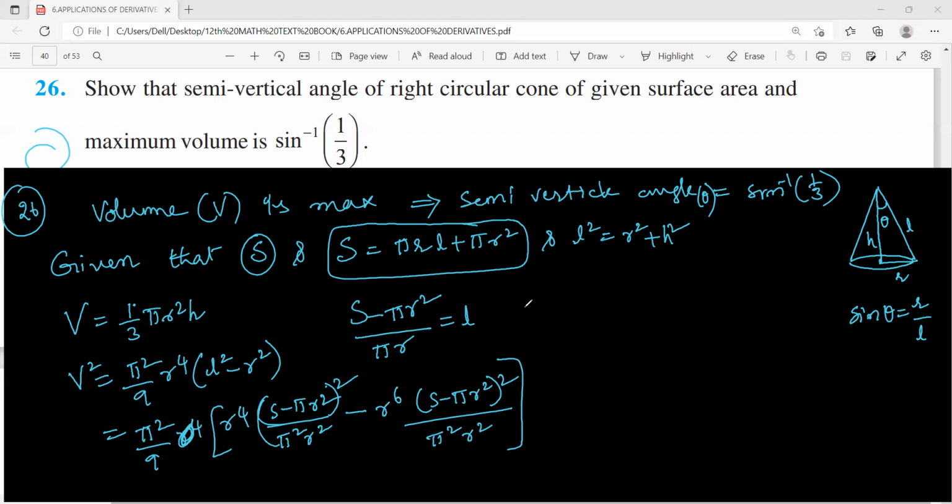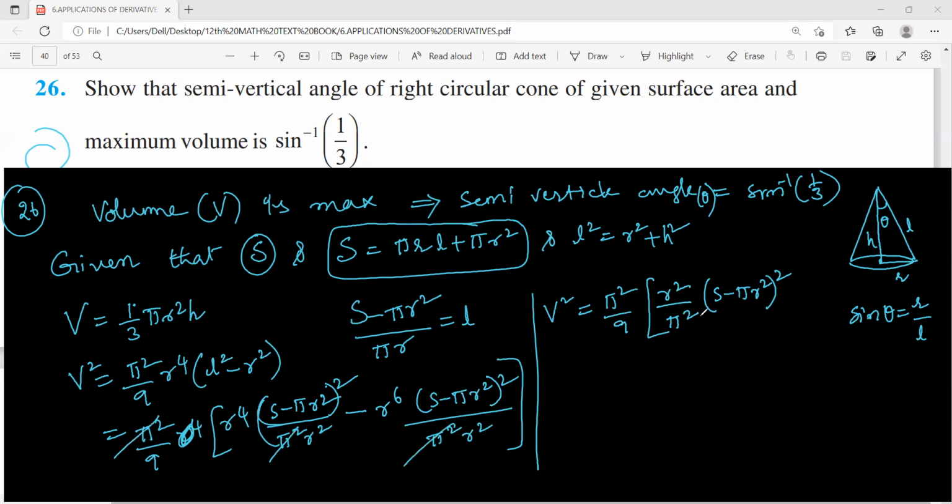So I am thinking this is a little complicated. V square equals pi square by 9 outside. Inside, R square gets cancelled. So R square by pi square into S minus pi R square whole square, and minus R to the power of 4 by pi square. Pi square is common, you can cancel it out. That's better. So then what we have is minus R to the power of 4 into S minus pi R square whole square.